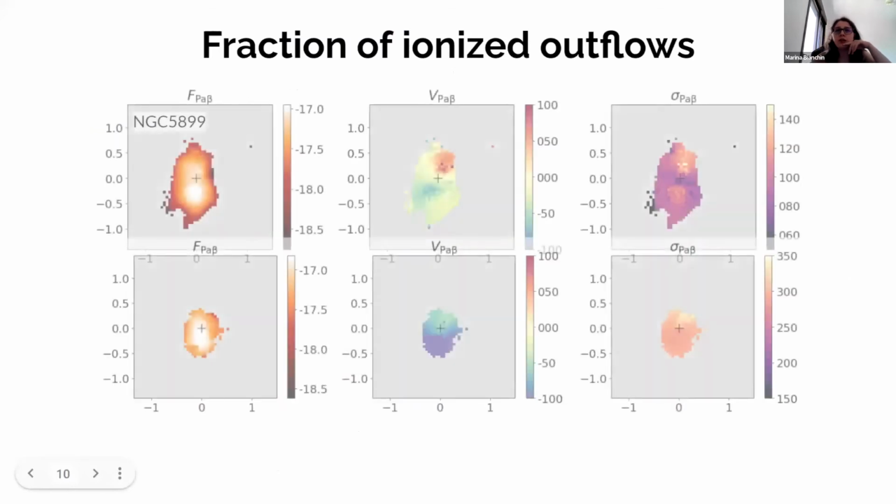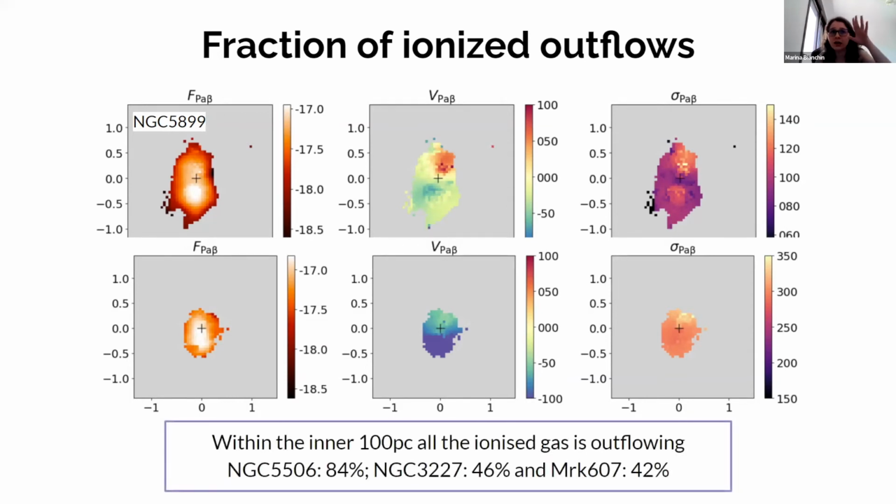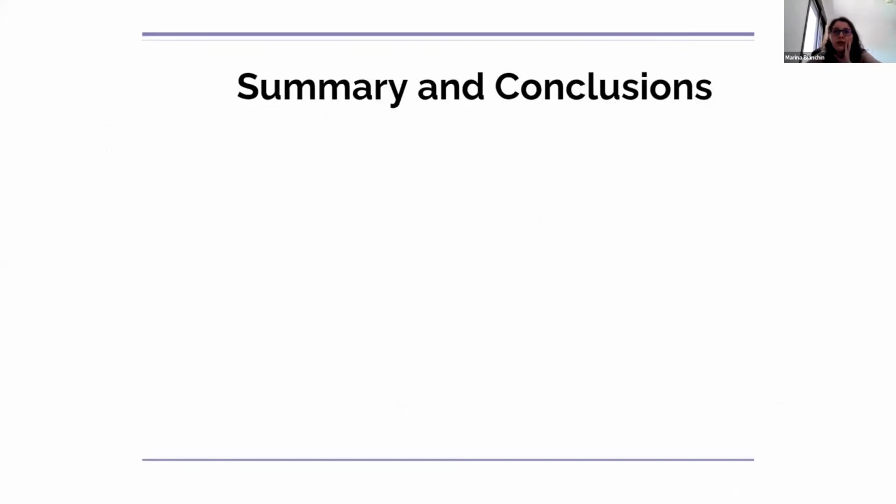The fraction of gas in ionized outflows was another thing that we accounted in this galaxy. It is remarkable that the ionized outflow, the ionized gas in the central 100 parsecs is all on outflows. In this galaxy, in the others where we fitted different components, we could also see that 84%, 46% and 42% of the gas in outflow, that really high fractions of the disturbed gas in the central 100 parsec of these galaxies.